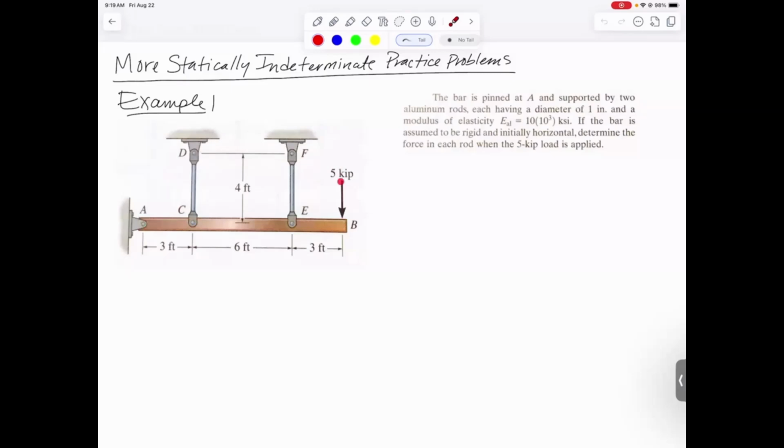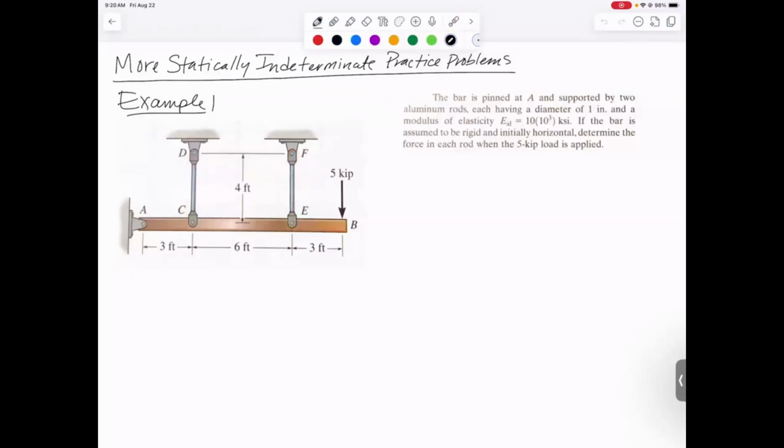And then what we're going to do is apply a 5 kip force to the end. And the problem asks us to find the force in each rod once we apply that 5 kip load. So hopefully you can see that what will happen is when you apply this load, it's going to rotate to a new position, and these two bars are going to stretch out by different amounts, and so they're going to have different amounts of force in them. And when we draw the free body diagram in just a second, you'll see that we can't solve for the forces in these bars using statics alone. That's what makes it statically indeterminate.